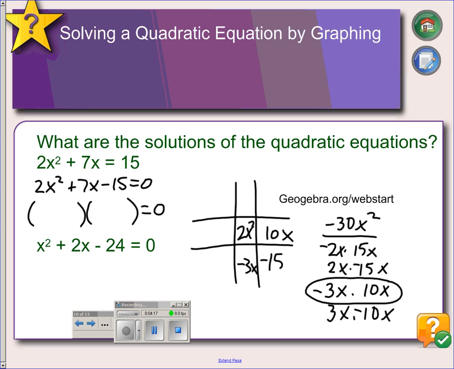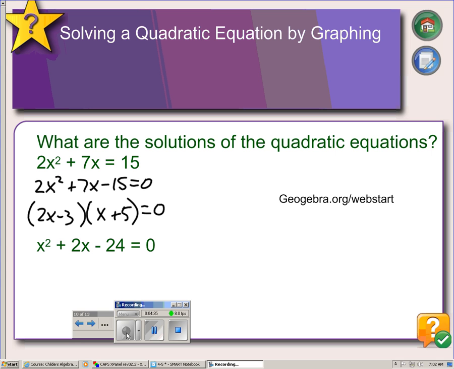Take the GCF for the row, we get negative 3. And for the next row, 2x. For the column, x. For the next column, 5. So this factors as 2x minus 3 and x plus 5.